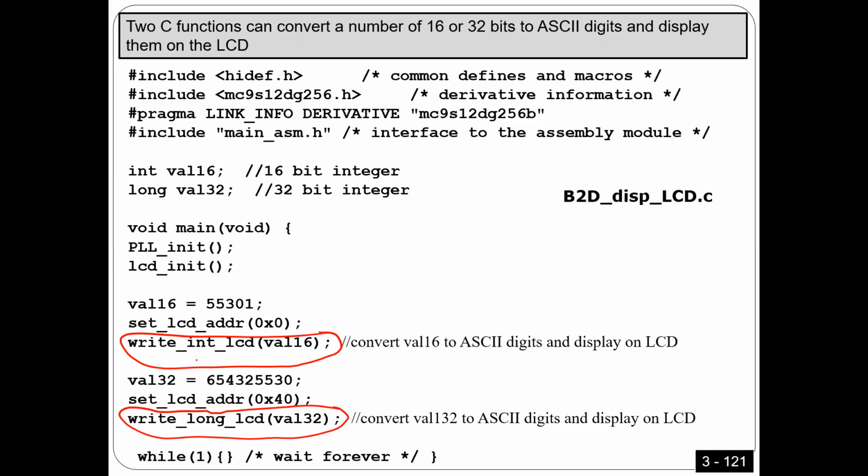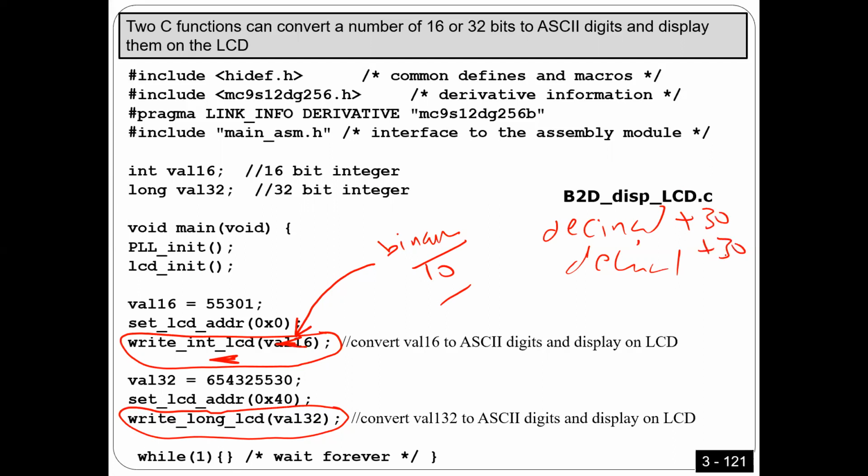Tell me what this function is doing. All you have to do for this function is send the number here, a binary number. Then this function is going to get the decimal digits. It divides by 10 until it gets the digits, then converts them to ASCII by adding 30, and then displays them on the LCD. Very interesting. This function almost does everything. Any number you send here, it converts to decimal digits, converts the digits to ASCII, and displays them on the LCD, everything in one function.